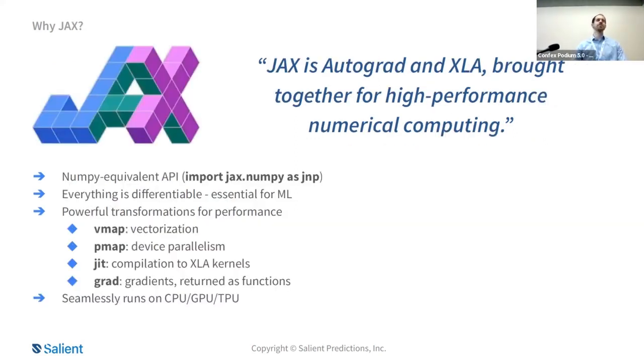JAX, I'm guessing people are less familiar with in this room. Maybe some of you have heard of it, played with it a little bit. The tagline is JAX is AutoGrad and XLA brought together for high-performance numerical computing. That's a bit jargony. What it comes down to is you can make anything that you can write in NumPy really fast with JAX through a few convenient transformations.